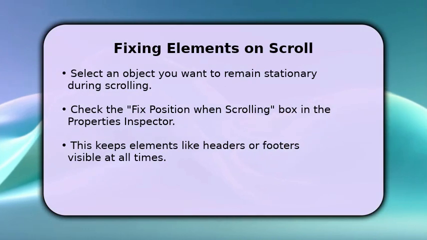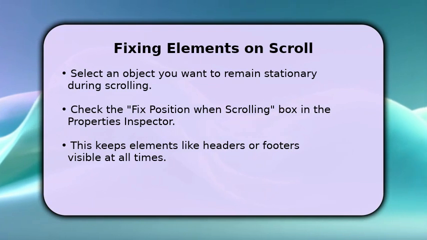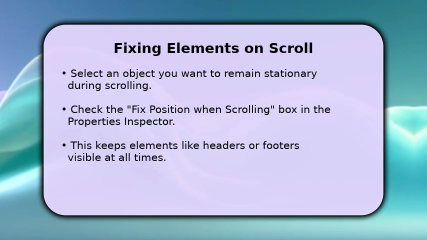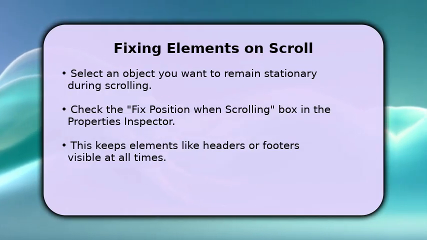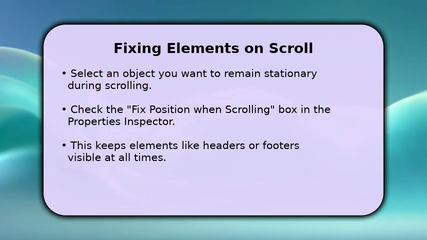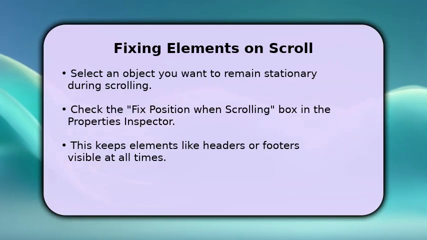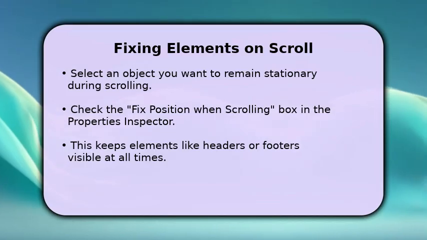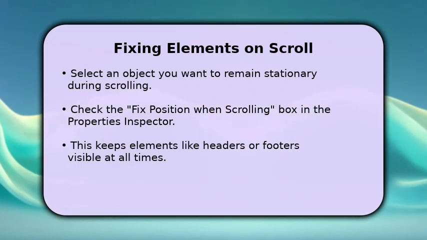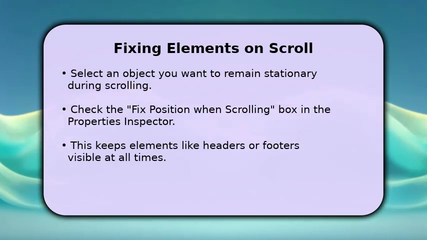Finally, let's talk about fixing elements. If you have a header, footer, or navigation bar that you want to remain visible while the rest of the content scrolls, select that specific object in the Design tab. Then, in the Properties Inspector, locate and check the box labeled Fix Position when scrolling. This ensures your chosen element stays in place, providing a consistent user interface. This feature is incredibly useful for maintaining context and navigation throughout your prototype.